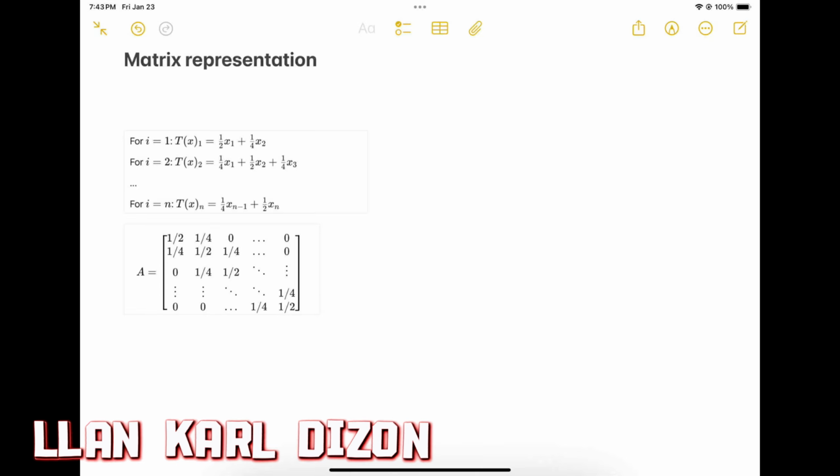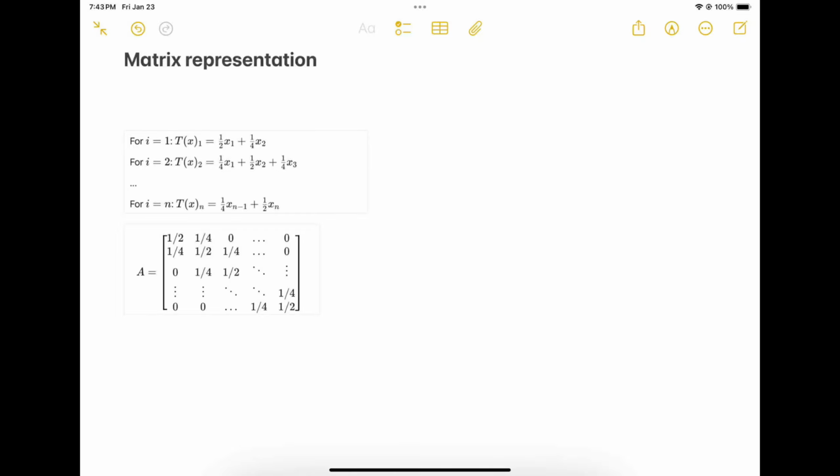Today we will be answering another problem. Question number 2: an image smoothing operator is modeled by a linear transformation defined by the given rule. In letter A, write the matrix representation of T.